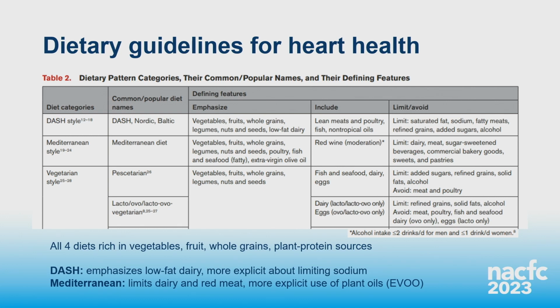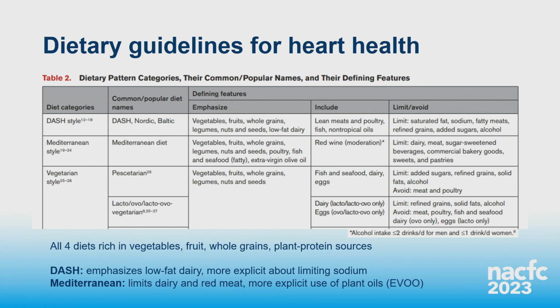So I just wanted to highlight some of the key differences or what makes some of these tier 1 diets unique. So all 4 of those diets, the Mediterranean, the DASH, and the pescatarian and vegetarian diets, they're all rich in vegetables, fruit, whole grains, and they encourage plant protein sources. What differentiates the DASH diet from the Mediterranean diet is that the DASH diet encourages low-fat dairy, whereas the Mediterranean diet recommends that dairy should be limited. And the DASH diet is a little bit more explicit about limiting sodium.